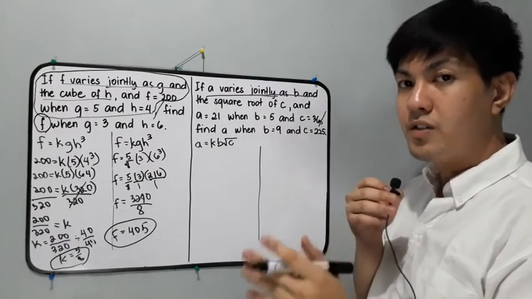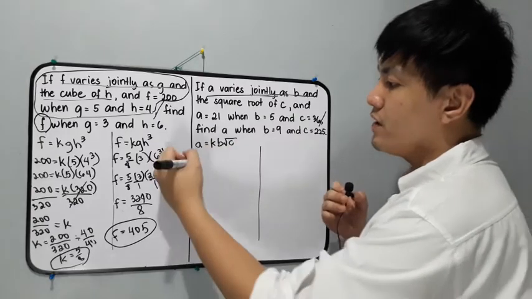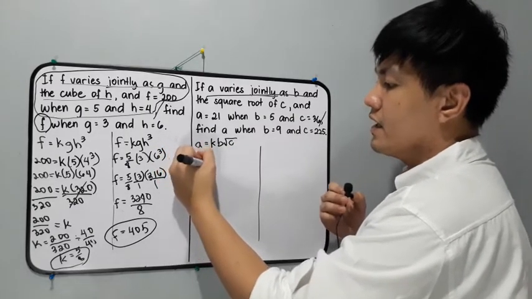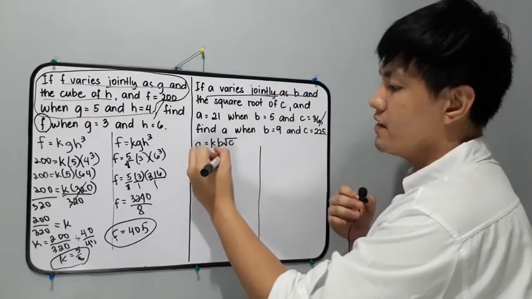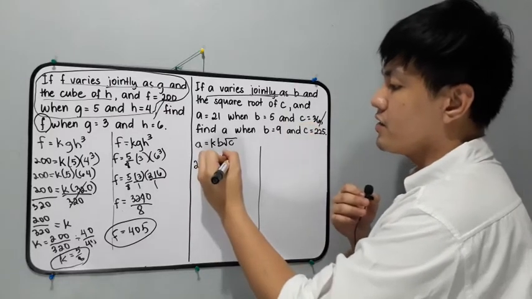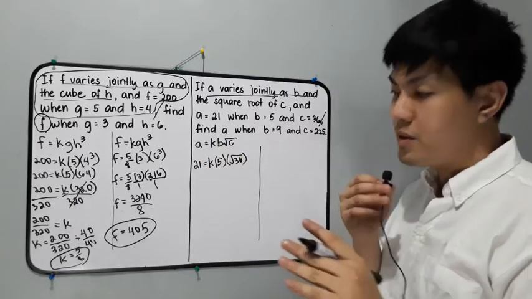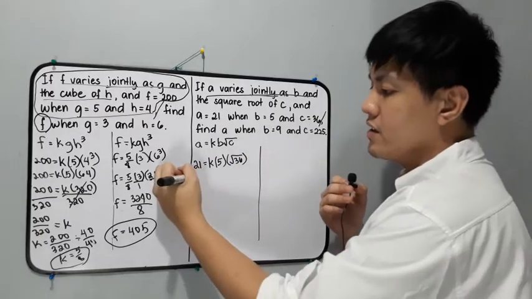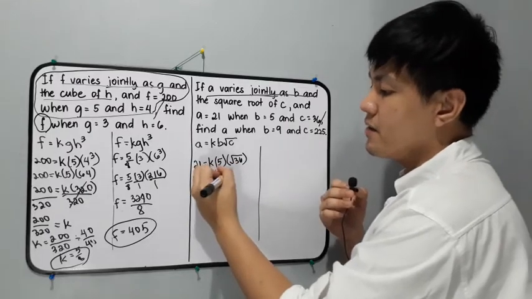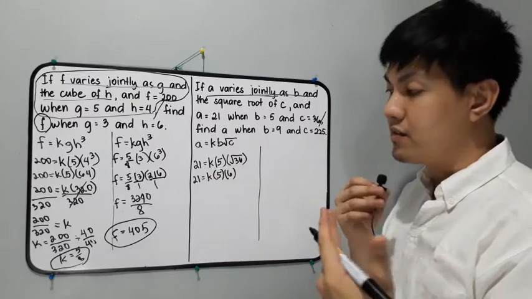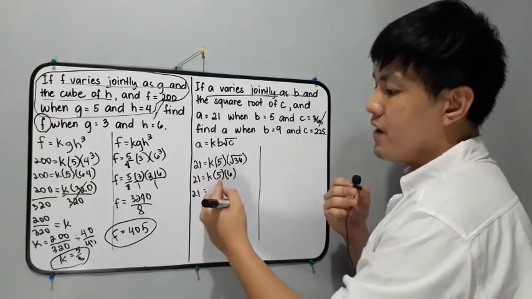The next is to look for the constant, and we are going to use the equation. Replace the value. So a is equal to 21. And then bring down k. B is equal to 5. And c is equal to 36. So we have here square root of 36. So the first thing we have to simplify here is the square root of 36. 21 is equal to k times 5, and then square root of 36 is 6, so we're just going to get the positive. Then after that, multiply the two numbers here. So 5 times 6 is 30.